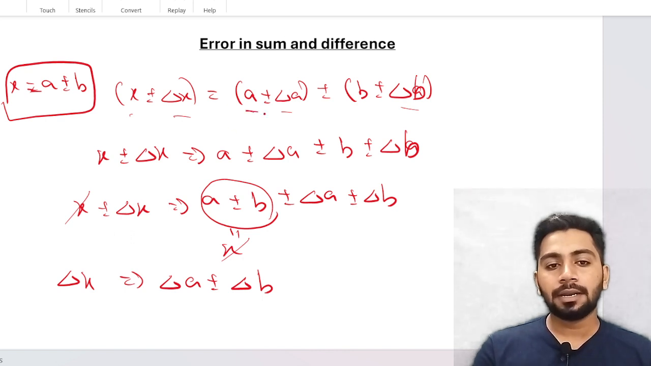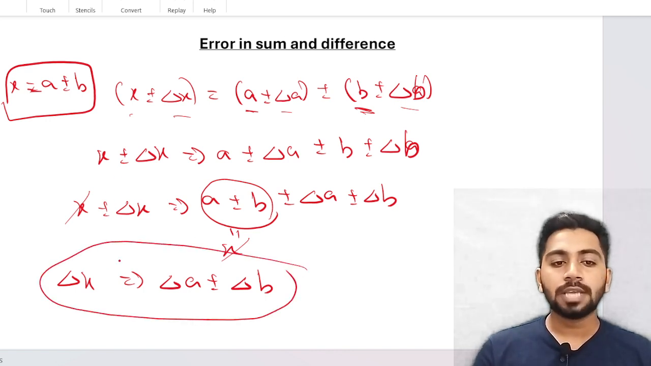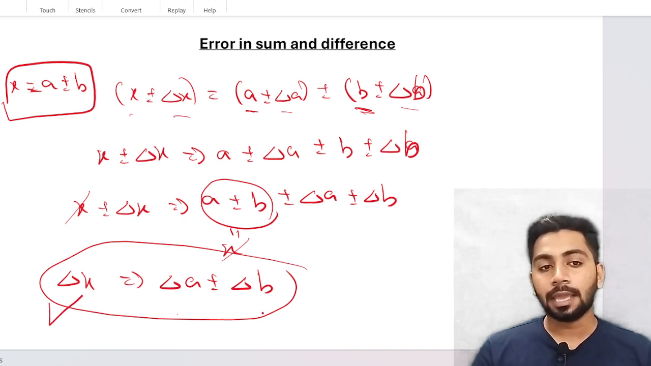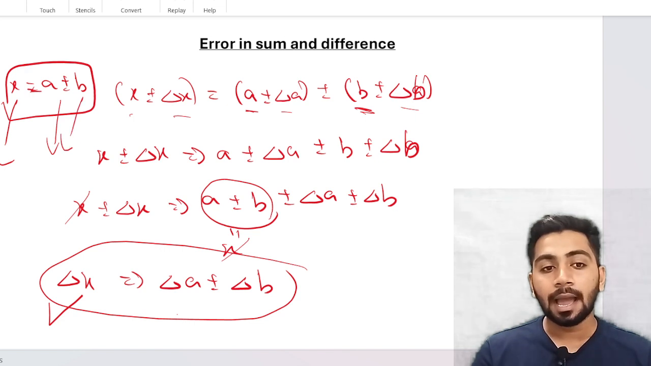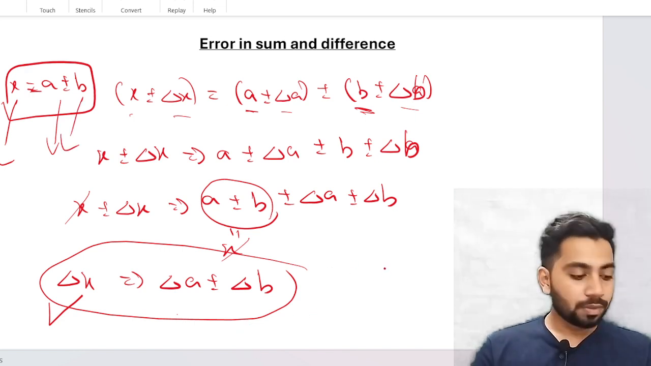Now I have separated this a and this b, which is cancelled by this x. Now finally I will get this expression, which shows error in x is equal to error in a plus or minus error in b, which means whatever error of x, it is a sum or difference of error of a and b. Super, super clear.